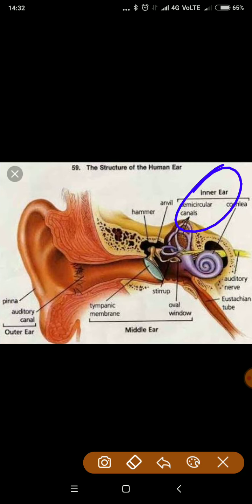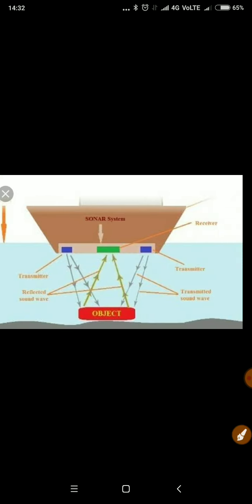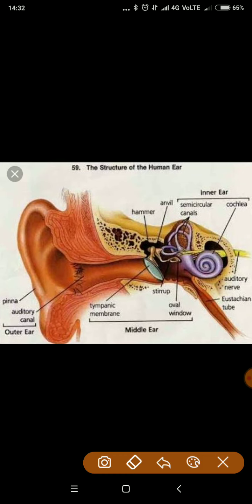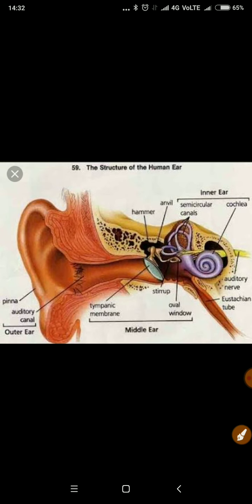Now let's move towards the inner ear. If I talk about the inner ear, it is composed of a cochlea. This is the cochlea, right? It is composed of a cochlea and 3 semicircular canals are also there. Are you able to see these semicircular canals? This is the first one, this is the second one, this is the third one. 3 semicircular canals are present over here in the inner ear.